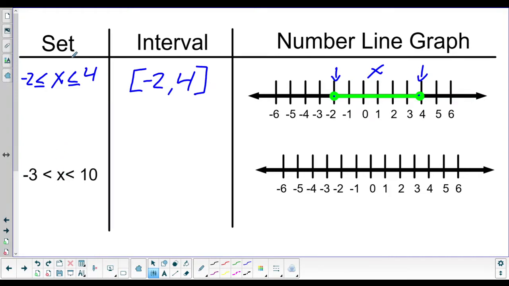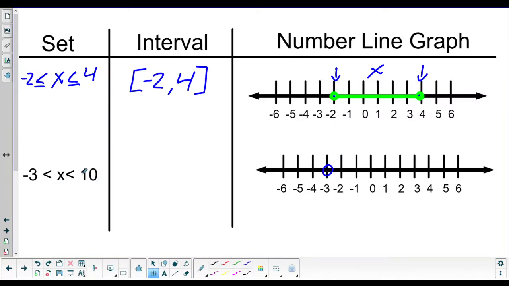So they're going to have the set notation, and then you have to write the interval and make a number line graph. So x is bigger than negative 3, so we're going to start at negative 3. Because there's no line under here, that means x can't equal negative 3, so we're going to put an open circle.